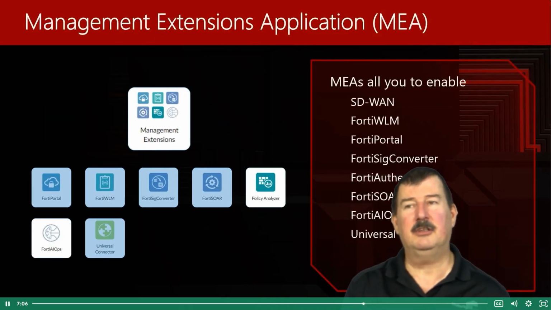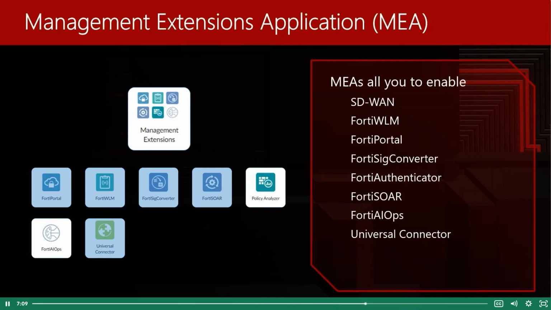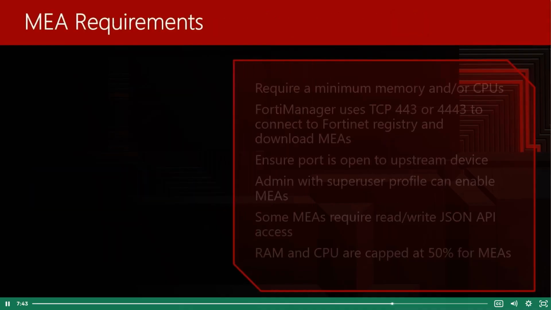Now, your management extension applications, your MEAs, allow you to do things like your SD-WAN, your SOAR, your AI, your Authenticator, your FortiPortal, all this other type of stuff. This is not necessarily enabled by default. So SD-WAN, software-defined wide area network, I see that a lot being used nowadays. This is pretty common. And your SOAR option for your authentication. Those are two that I see quite a bit. But again, if you're not using this, they're available, but they're not turned up yet until you get in and say, I need to use this, purchase a license or whatever.